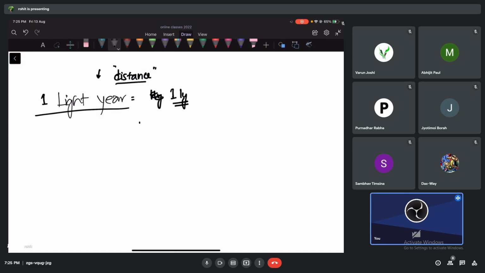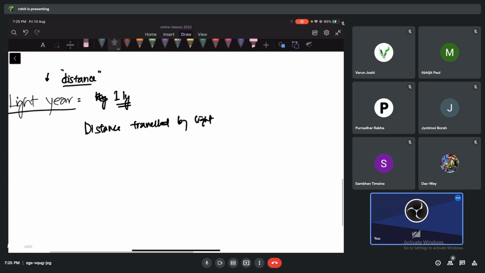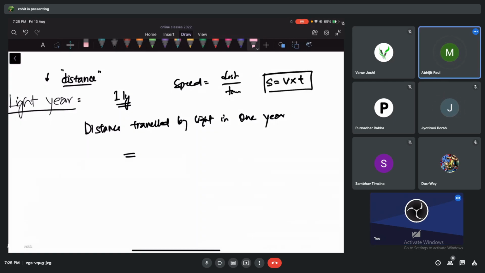It is the distance traveled or covered by light while traveling in vacuum, of course, in 1 year. Can we calculate this distance? Yes, we can. To calculate the distance covered by anything, we have to know its speed and the time. Speed is equal to distance by time, so distance is equal to speed into time. I want to calculate the distance traveled by light in 1 year.